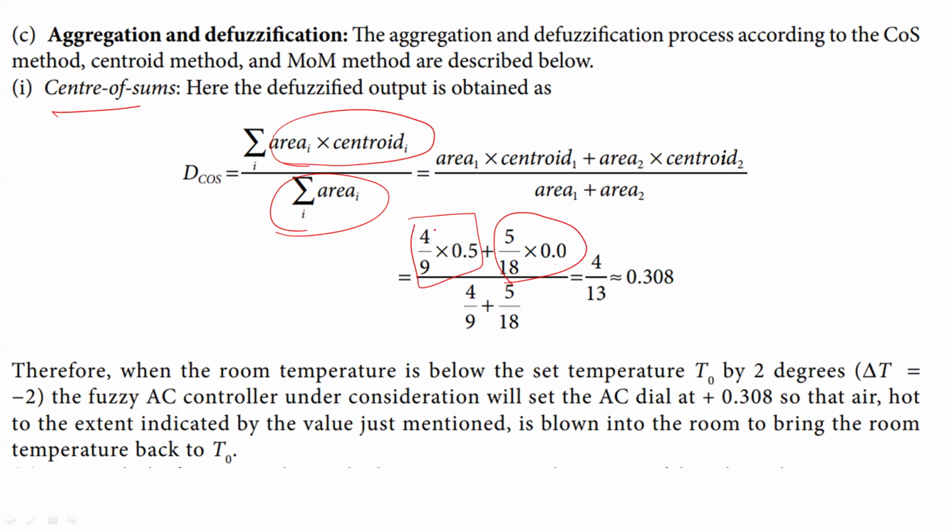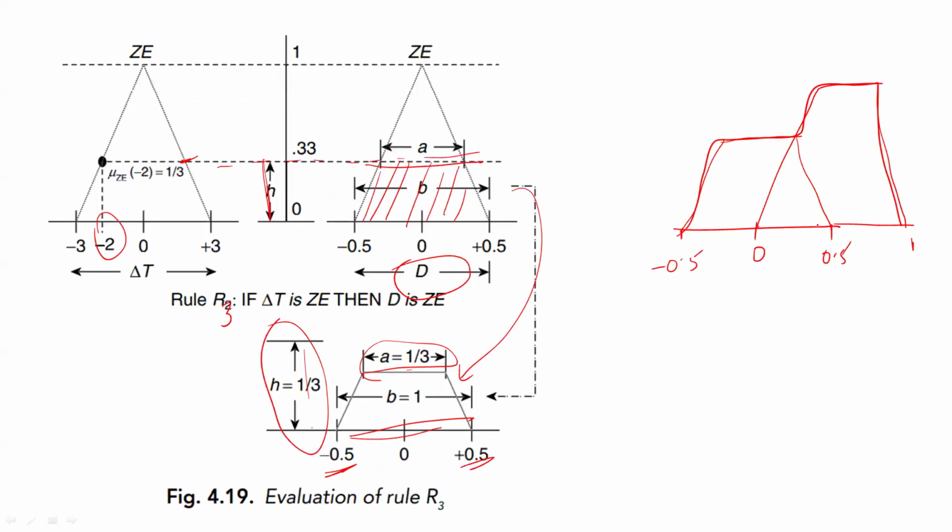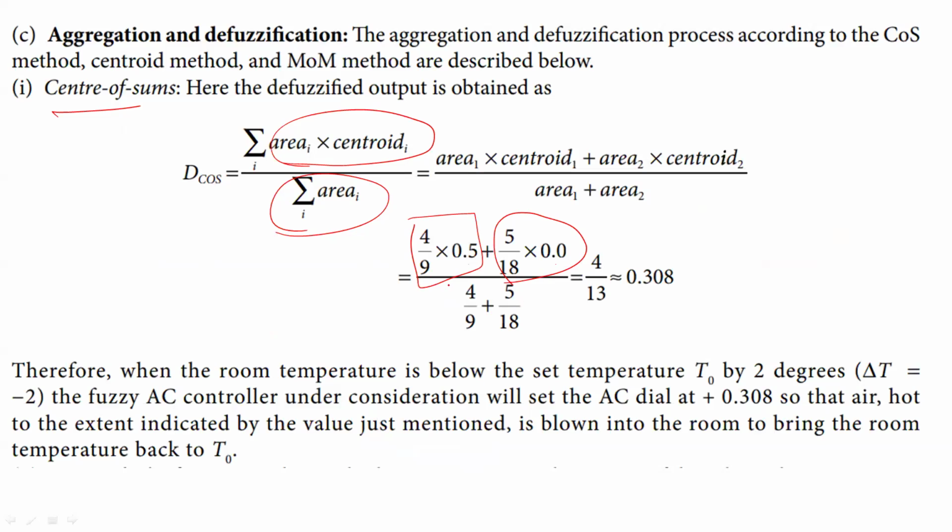So what happens here is, in center of sums, as I told in the previous lecture, we have a disadvantage that this area is actually repeated by both, because we are finding the area of this one and then we are finding the area of this one. Okay, so the common overlapping area will be repeated in the center of sums, because we are multiplying and adding them together like this. So we get an approximate value of 0.308.